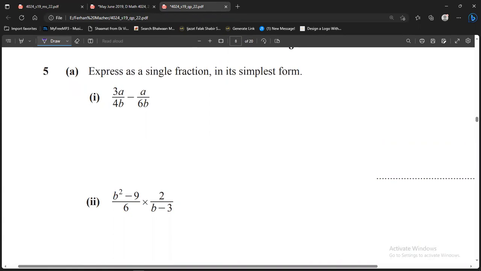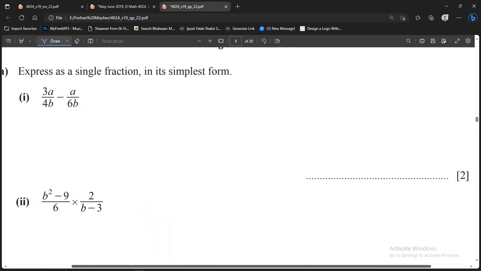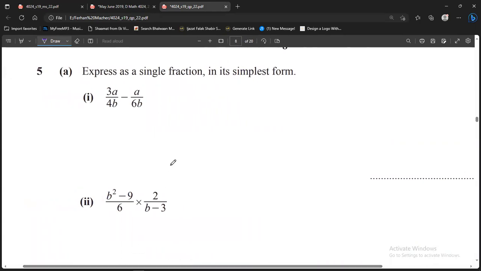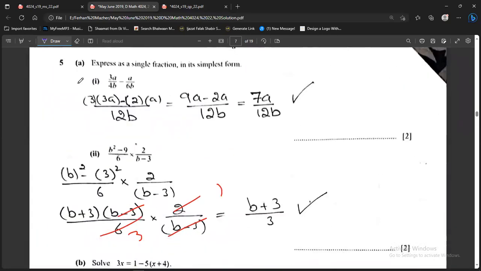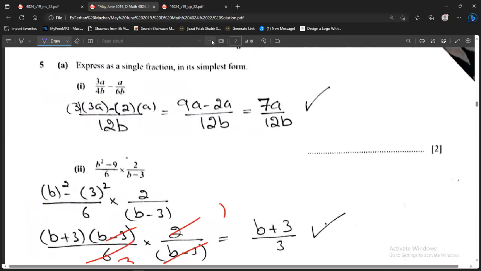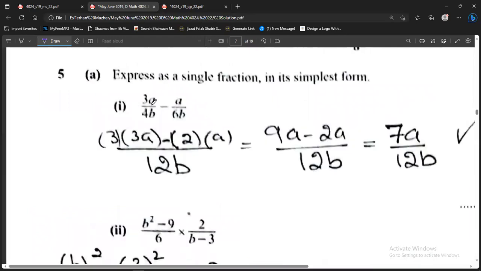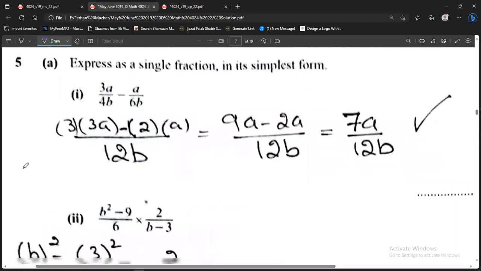So here we have question number 5, and it's A part. He says express as a single fraction in its simplest form. So you have 3a by 4b minus a by 6b. We will take the LCM, or you can make the denominator the same. So what I will do, I will take the LCM, and the LCM here will be 12b.